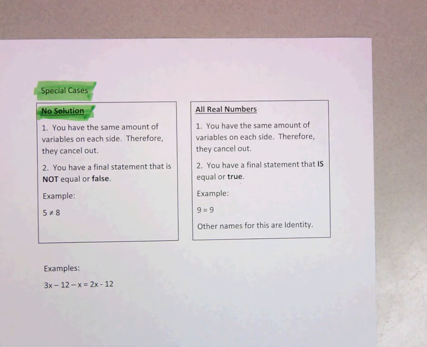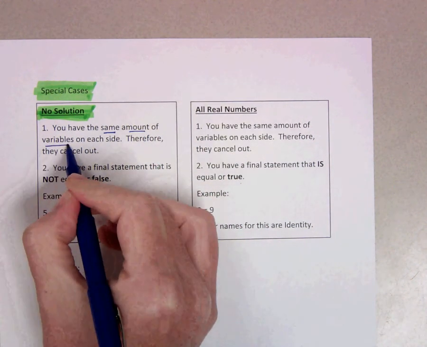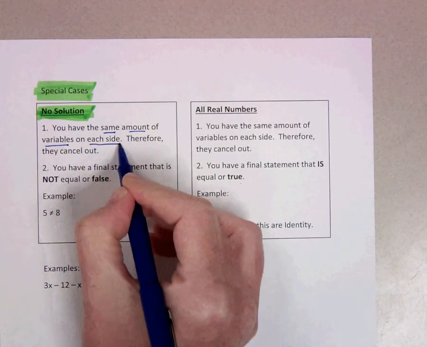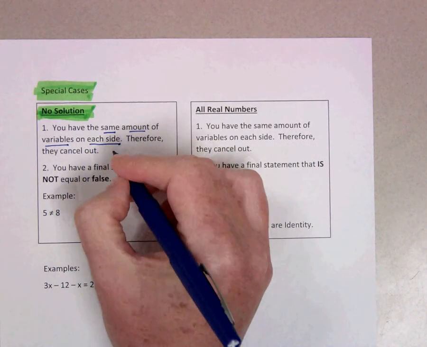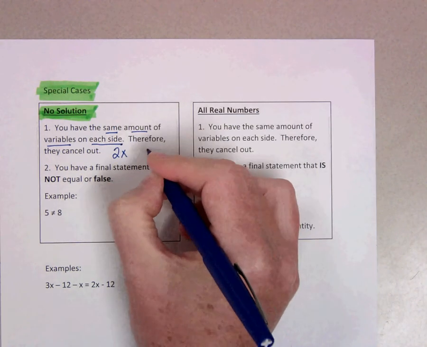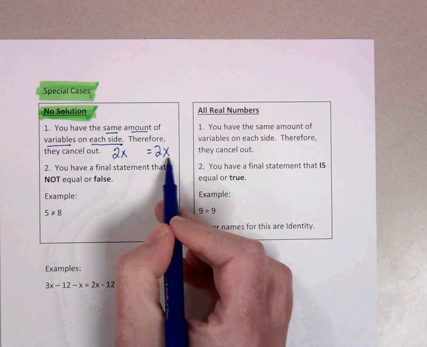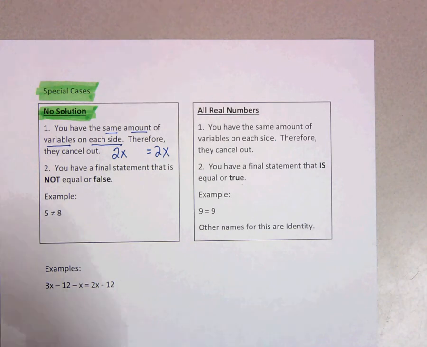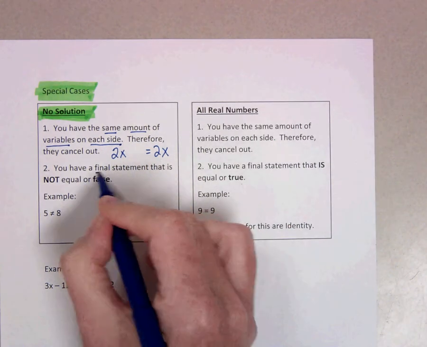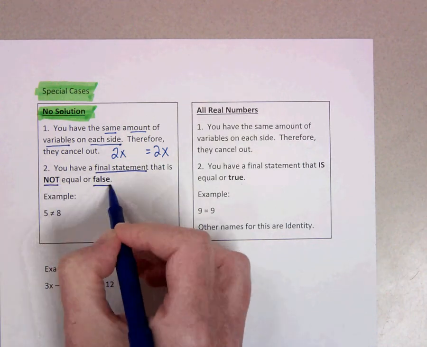One thing to think about is that you're going to have the same amount of variables on each side. So it has to be an equation where we have variables on the same side or on different sides. Notice 2x, 2x, it's the same. So when we go to solve, those are going to cancel out, but our final statement is something that is not equal, or false.